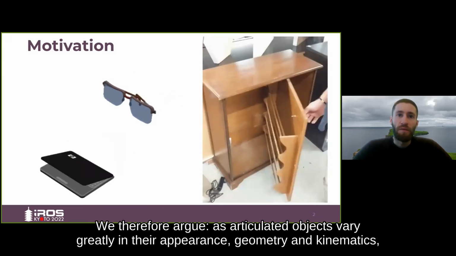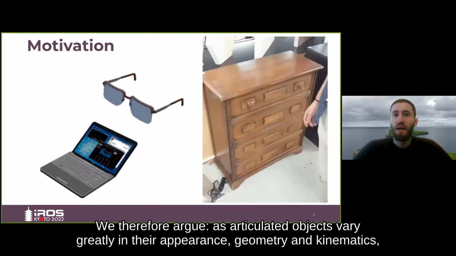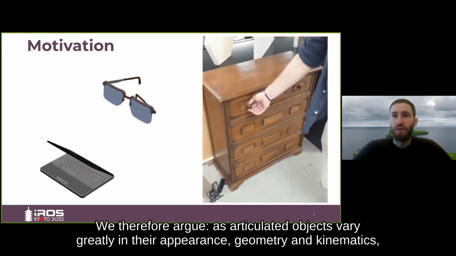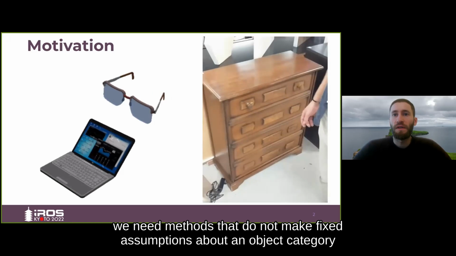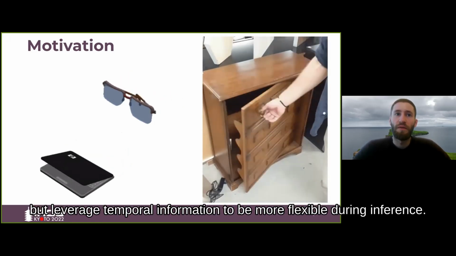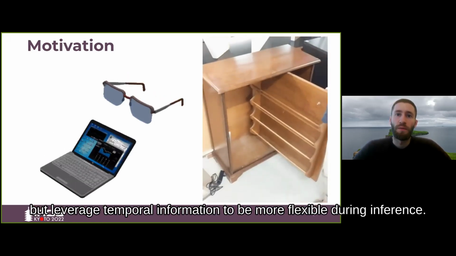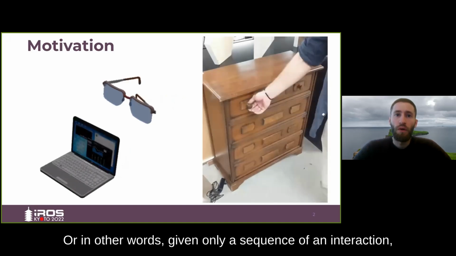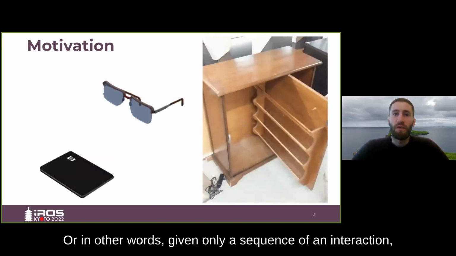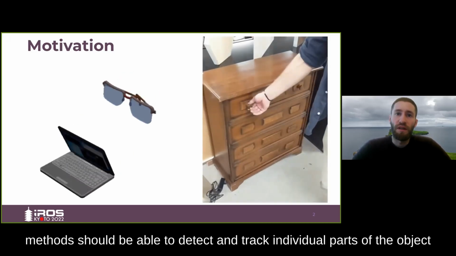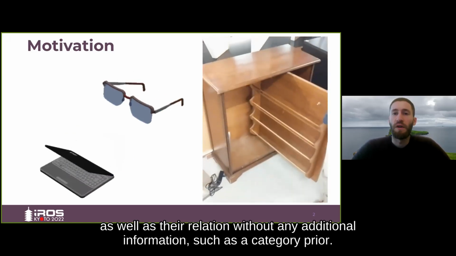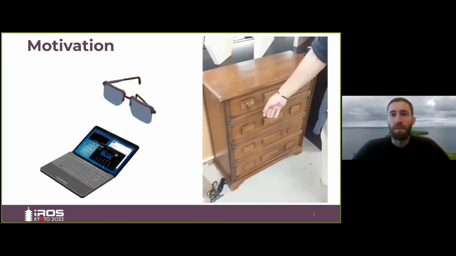We therefore argue, as articulate objects vary greatly in their appearance, geometry, and kinematics, to track all objects a robot could encounter in the wild, we need methods that do not make fixed assumptions about an object category, but leverage temporal information to be more flexible during inference. Or, in other words, given only a sequence of an interaction, methods should be able to detect and track individual parts of the object as well as their relation without any additional information, such as a category prior.